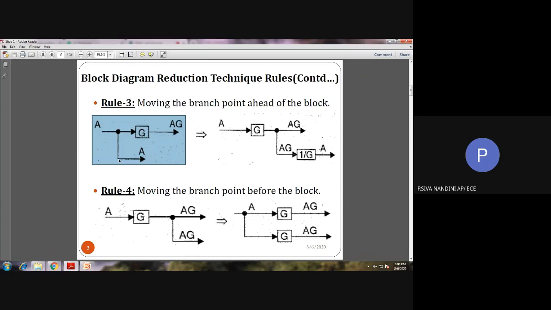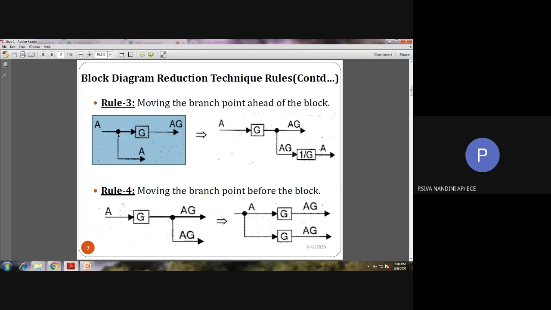Through this branch point we obtain this input A and give it to some other block which may be available here. So through this branch point we obtain this same input A and we may give it to some other blocks. But our output here will be A into G, and through this branch point what will we obtain? A. So while reducing the block diagram, we may have some situation while moving the branch point ahead of the block.